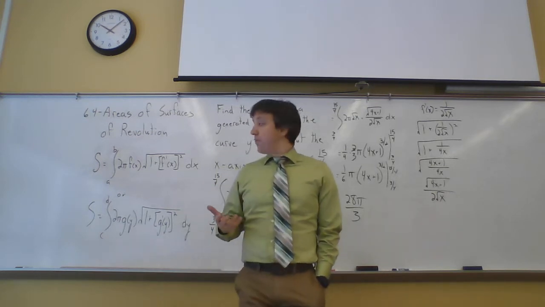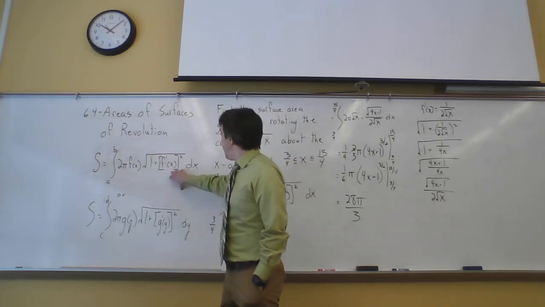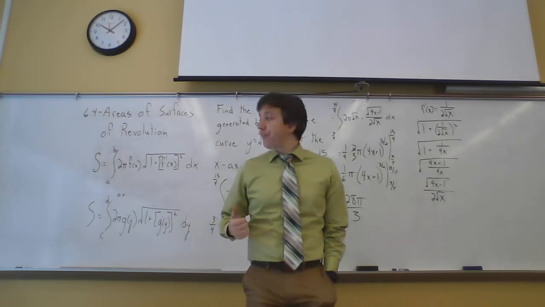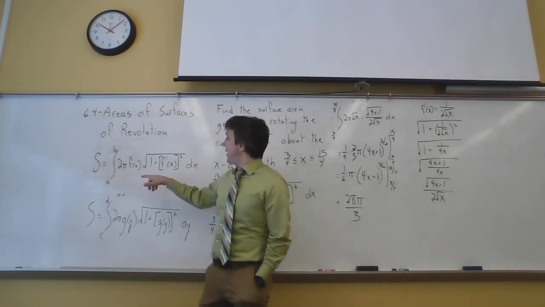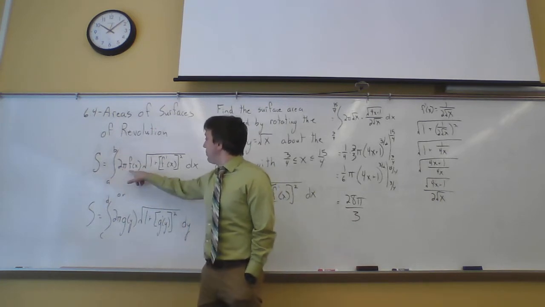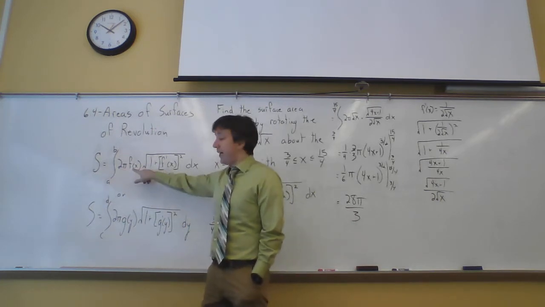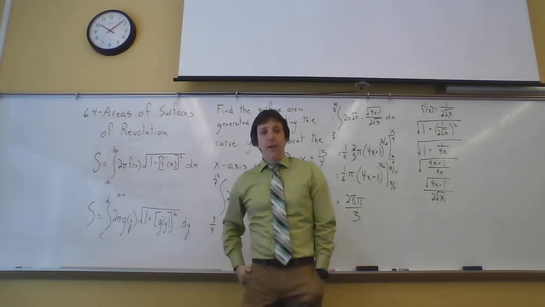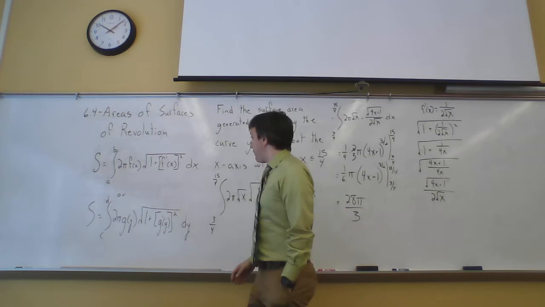One is when we rotate around the x-axis, and one is for rotation around the y-axis. So the formula for the x-axis is the integral from a to b of 2 pi times the function value of x times the square root of 1 plus f prime of x squared dx. That's a lot of fun.